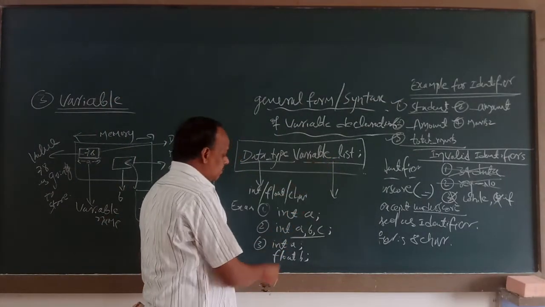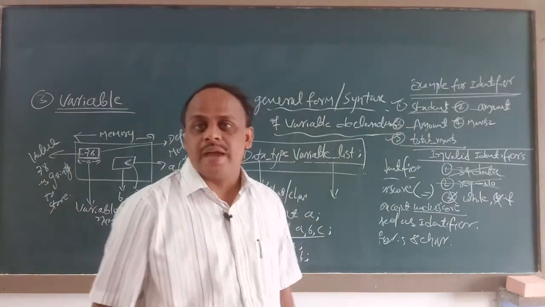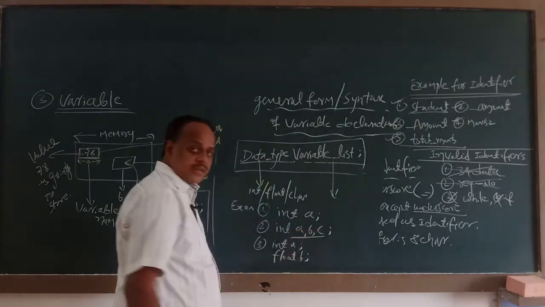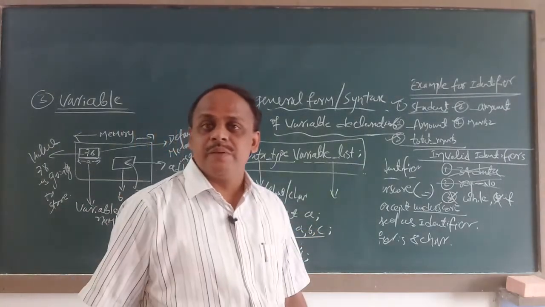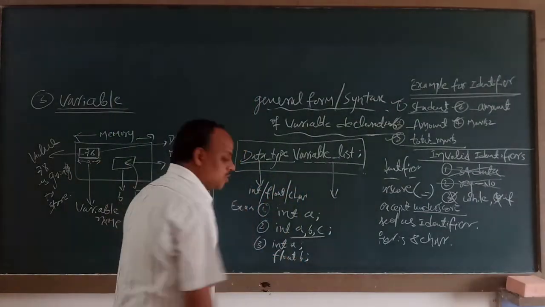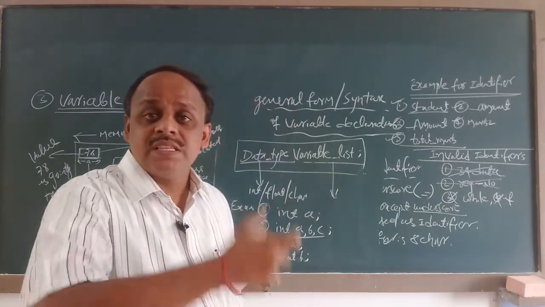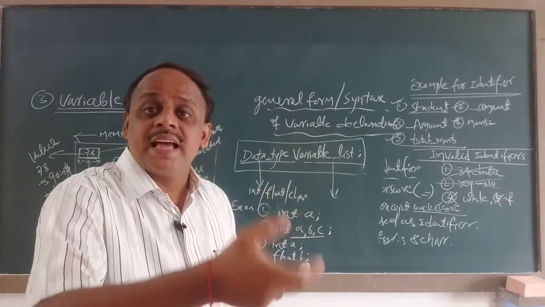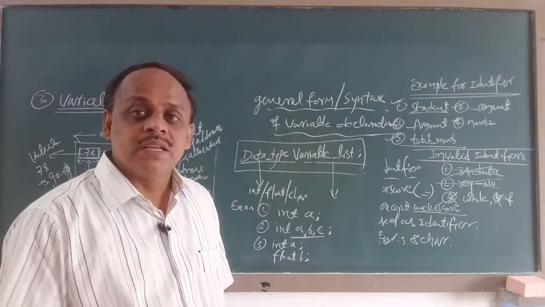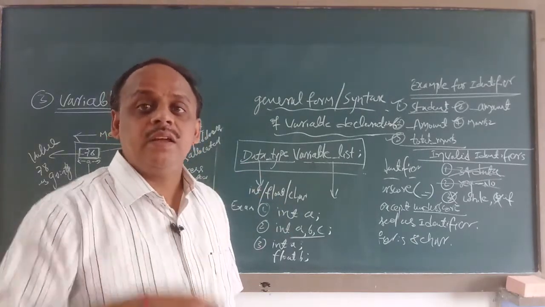For example, int a means what? That a is going to hold only an integer value. Suppose int a, b, c means what? a, b, c are integer type variables and are going to hold only integer values. Suppose float b means what? b is a variable of data type float, which means the variable b has the capacity to hold float type values. A float type value means a value with a decimal point, called a float value or real value.